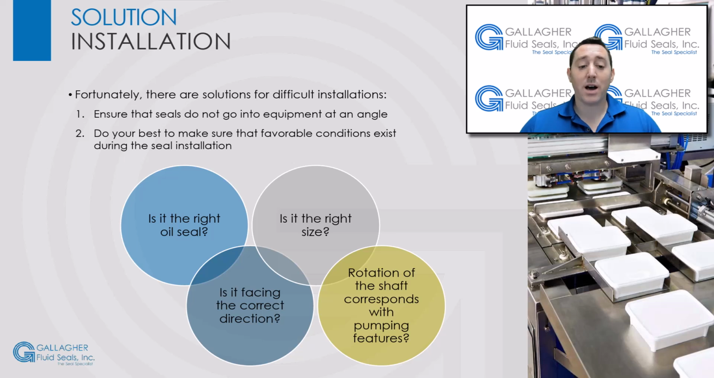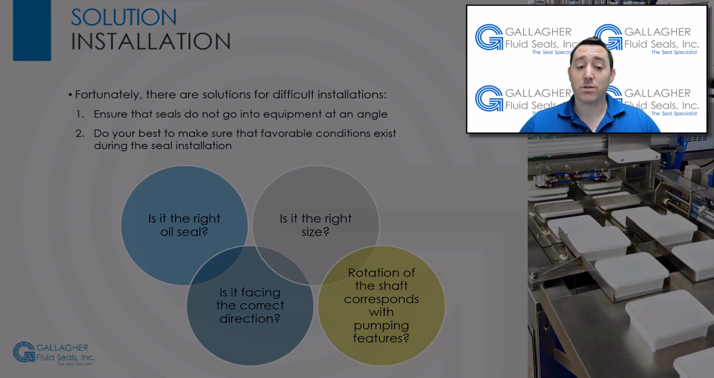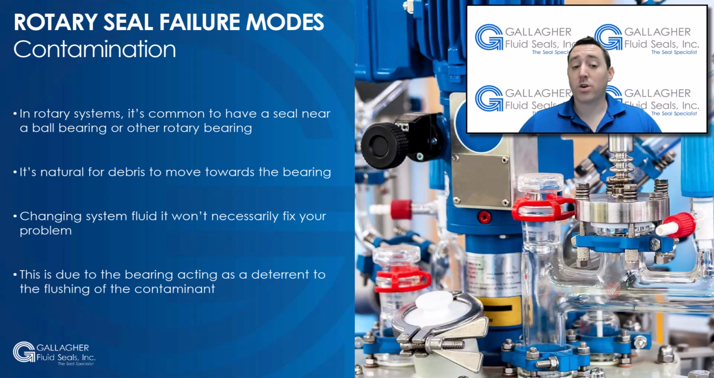Ensure that seals do not go into equipment at an angle, and do your best to make sure that favorable conditions exist during the seal installation to avoid damaging the lip. Something to note, which not everyone does, including some of our own customers, if you are able to, briefly stop and check the seal during the installation process. Ask yourself, is it the right oil seal? Is it the right size? Is it facing the right direction? Is it installed in the correct way so that the rotation of the shaft corresponds with any pumping features of the seal?